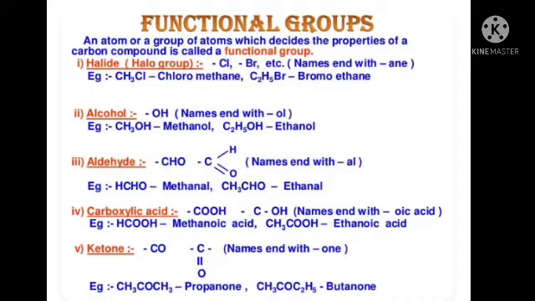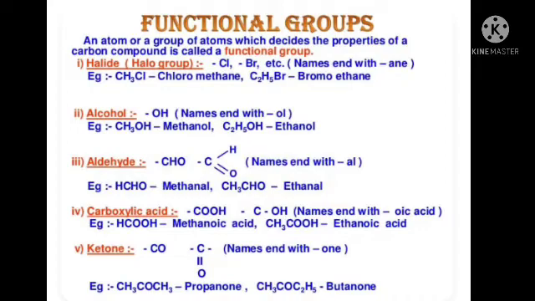Second one is alcohol, that is OH. The name ends with OL, ol. Example, HCHO, that is methanol. Second one, CH3CHO, that is ethanol. The third one is carboxylic acid, that is COOH. The names end with oic acid. Example, HCOOH is methanoic acid and CH3COOH is ethanoic acid.